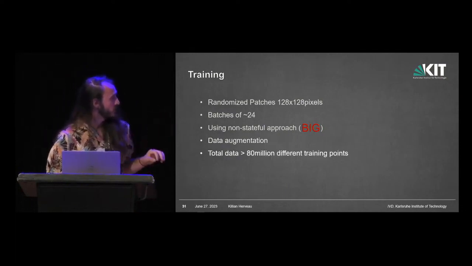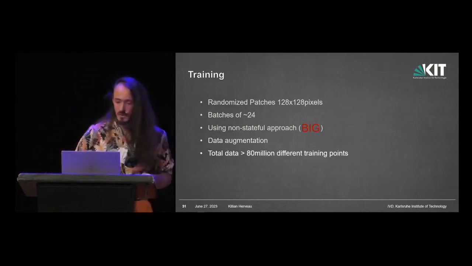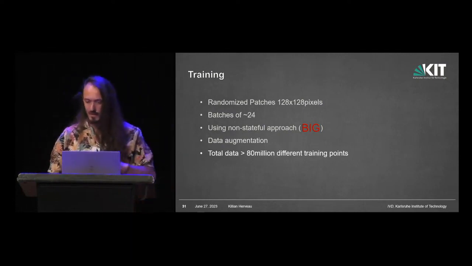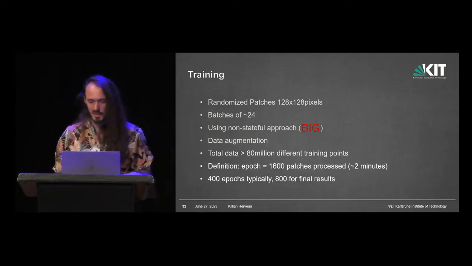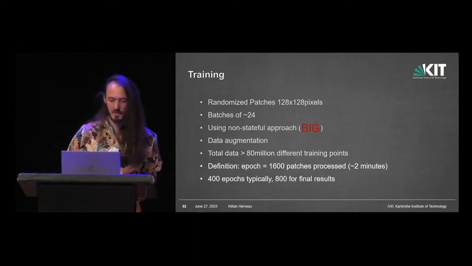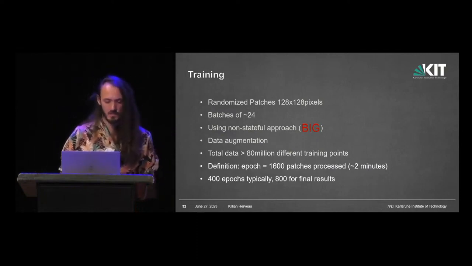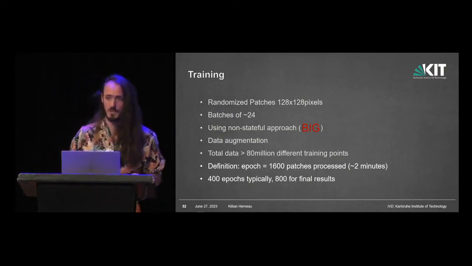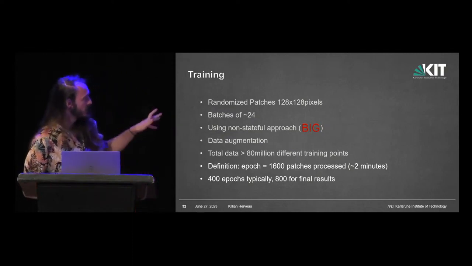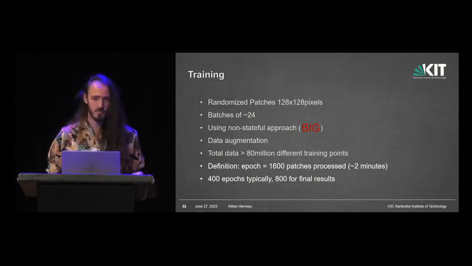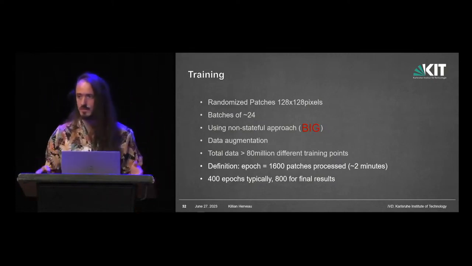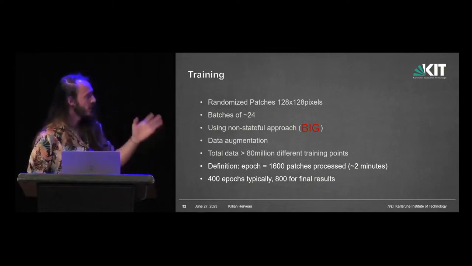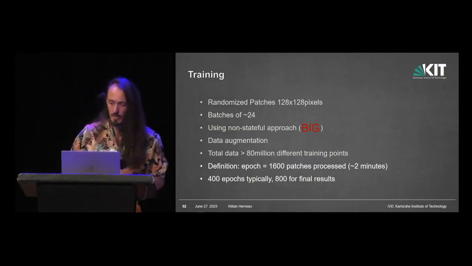Even without the data augmentation, we have more than 80 million training samples. So arguably, we can't define that as an epoch. So we had to define it arbitrarily. And we decided that 1,600 patches processed, it's about 2 minutes, and that's our epoch. We usually take 400 epochs for research and validating networks, etc., and 800 for presenting final results.